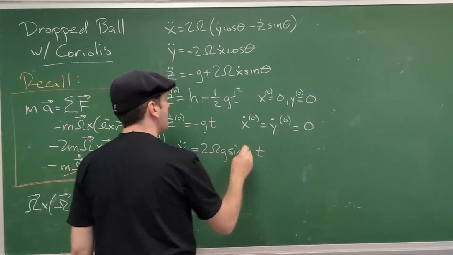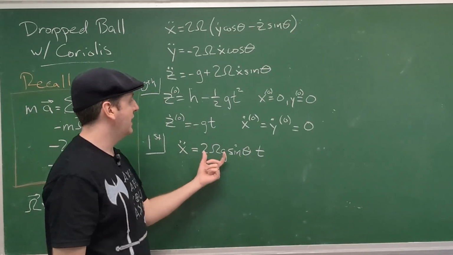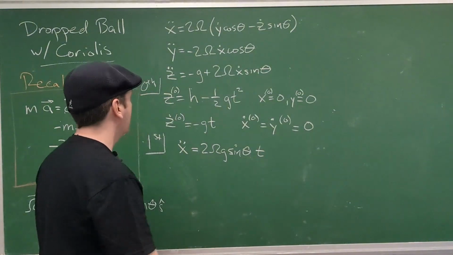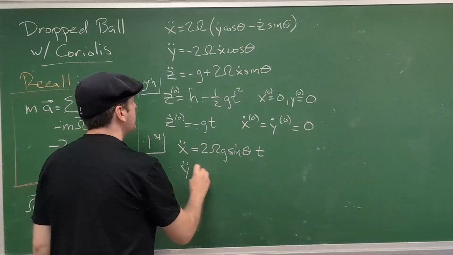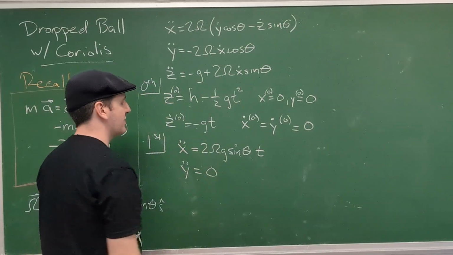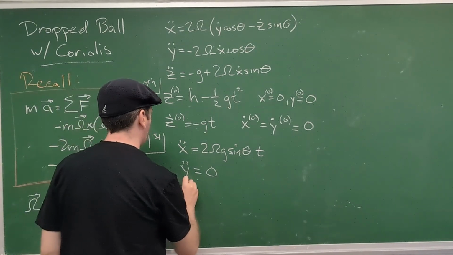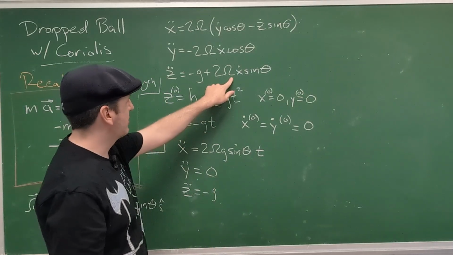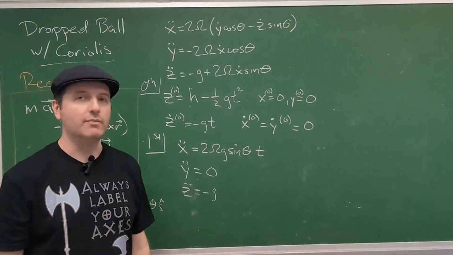And I'm going to bring the t all the way to the end because everything else is a constant. This depends on your latitude. g is a constant, omega is a constant, t is, of course, time. In the y direction, at least to this approximation, x dot is still 0, so there's still no acceleration towards the north or south. And then this is also still 0, so we have the same result for z double dot.